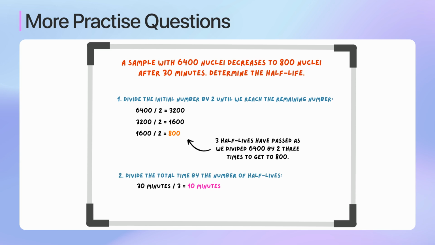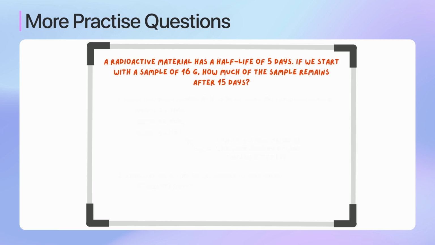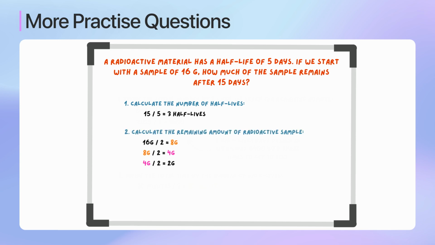Let's try another problem. A radioactive material has a half-life of 5 days. If we start with a sample of 16 grams, how much of the sample remains after 15 days? First, we need to determine the number of half-lives passed. 15 days divided by 5 days gives 3 half-lives. Next, we need to calculate the remaining fraction of the sample. After 1 half-life, half of 16 grams remains, which is 8 grams. After the second half-life, half of 8 grams remains, which is 4 grams.